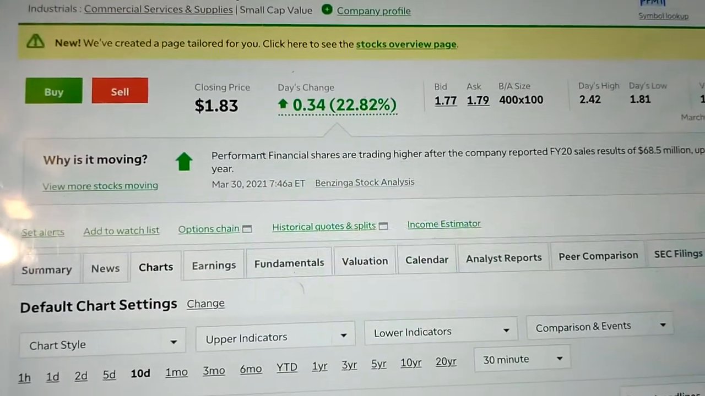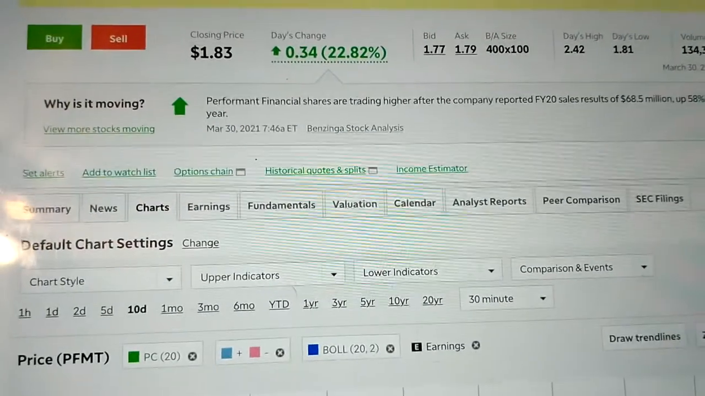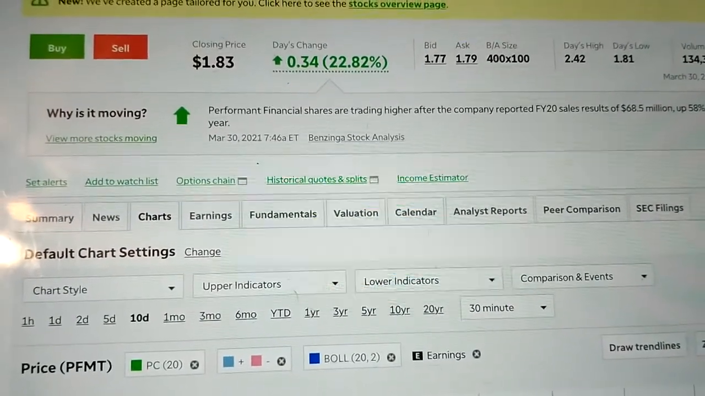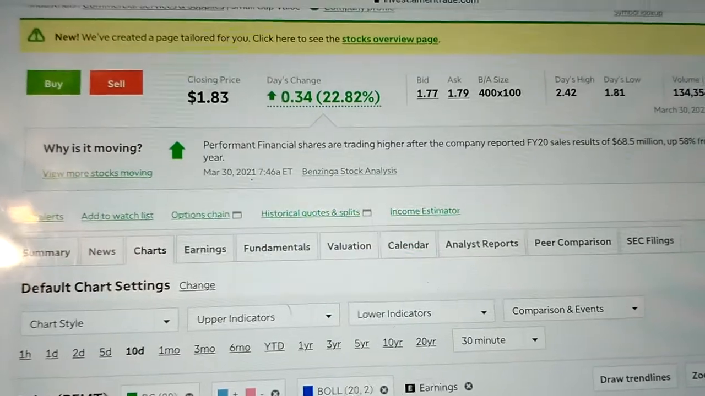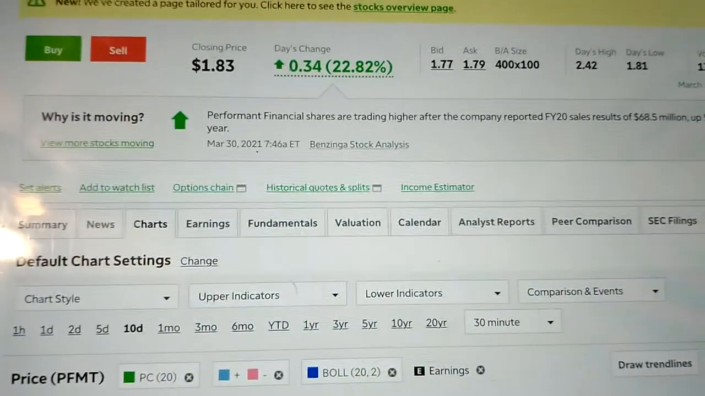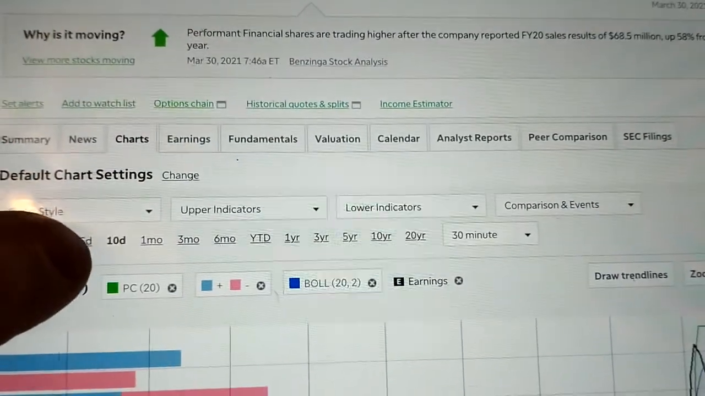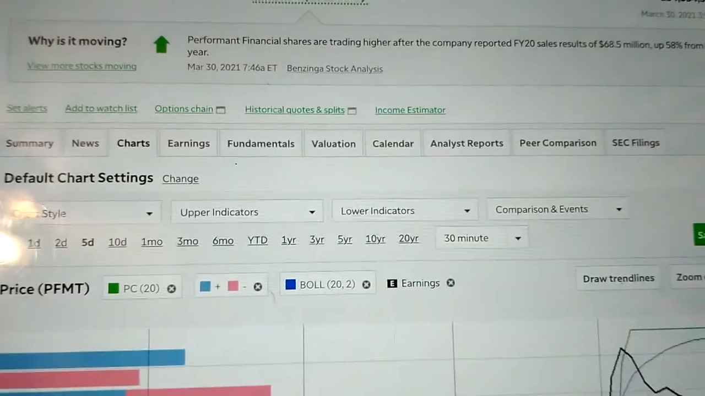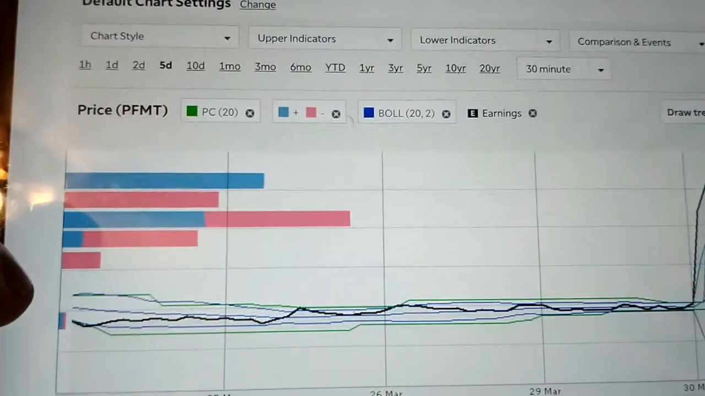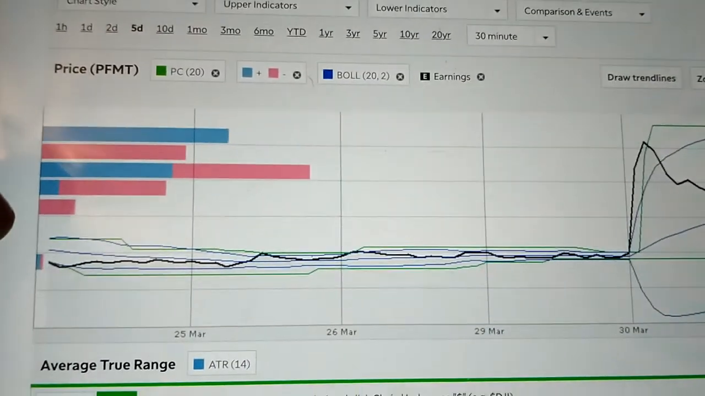34 cents on that, 22.82. So this was a very, even though it was a bloody day for the most part through the market, down 120, this one was not. Let's see where this thing is, I'm really curious. So yes, this one has been pretty flat.